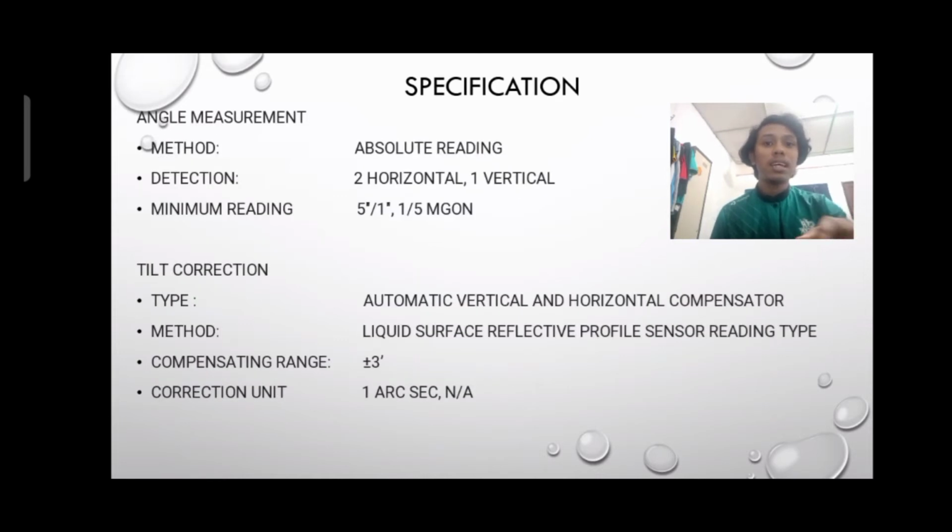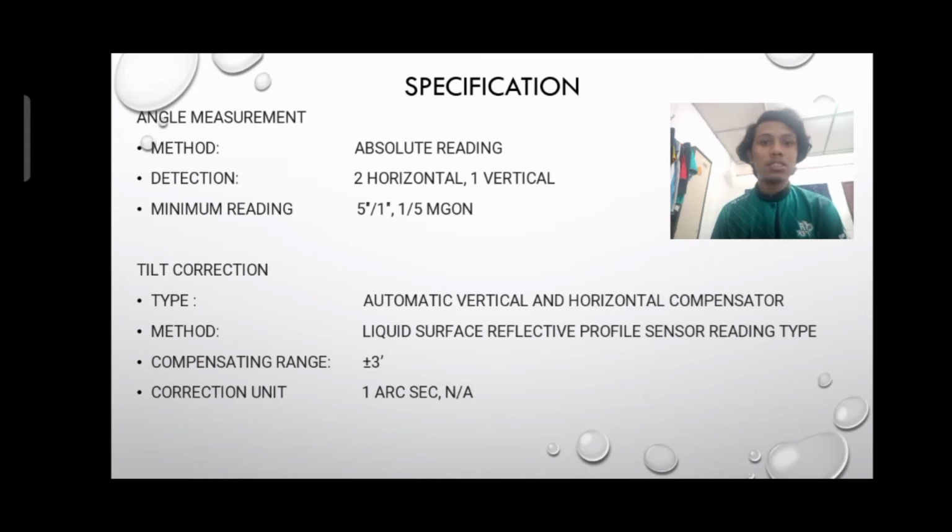Next is angle measurement. About the angle measurement specification, the method is absolute reading. The detection is 2 horizontal and 1 vertical. About the minimum reading, it is 5 and 1 seconds.